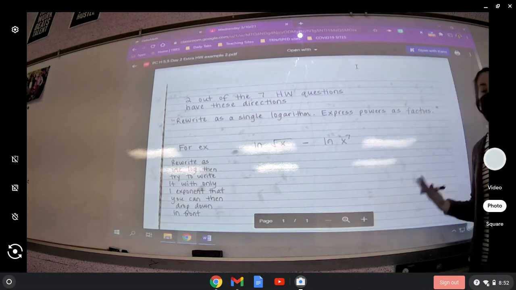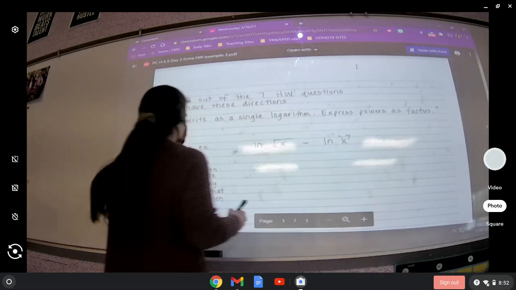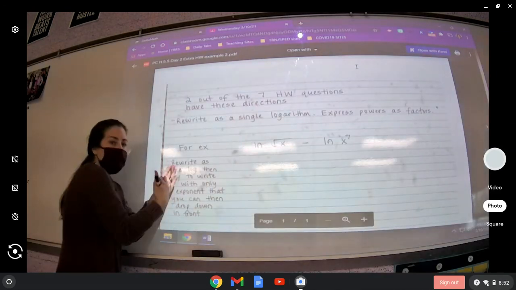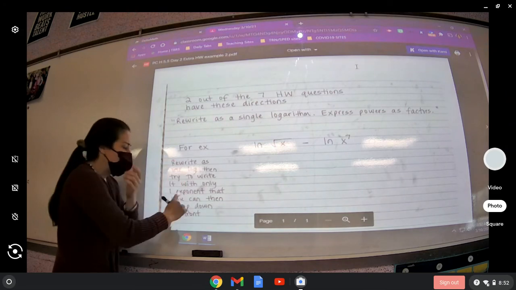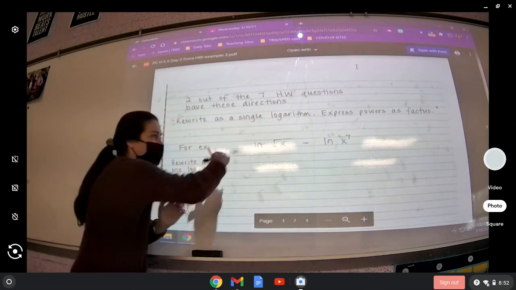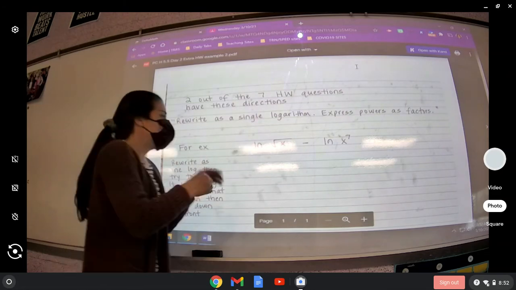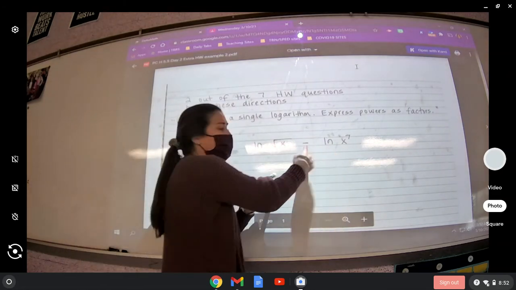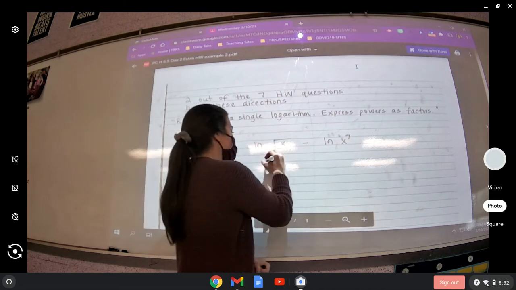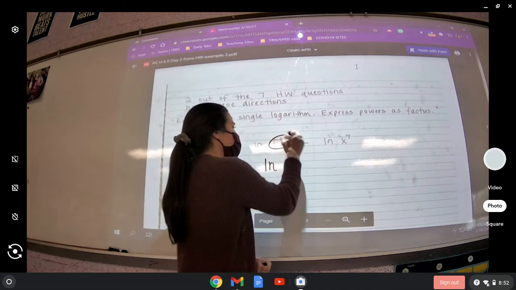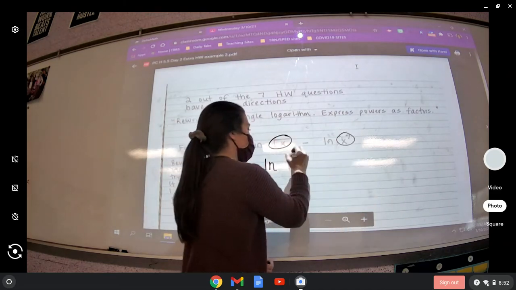So guys, look at this one, right? Seems easy enough. You're going to rewrite it as one log, get it all back together. Then you're going to try to create one exponent out of this problem that you can then drop down in front as a factor. So these are 2 natural logs separated by subtraction, right? So it will become the natural log of this divided by that.